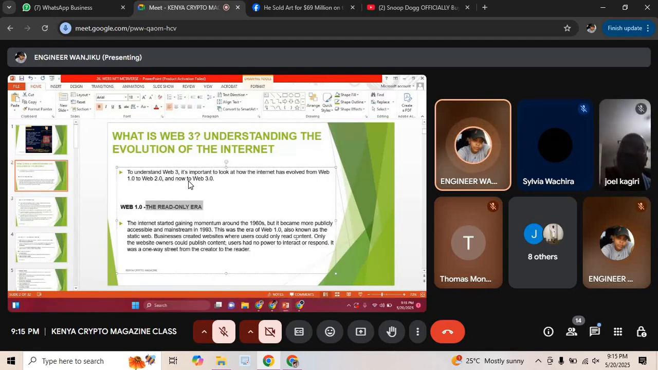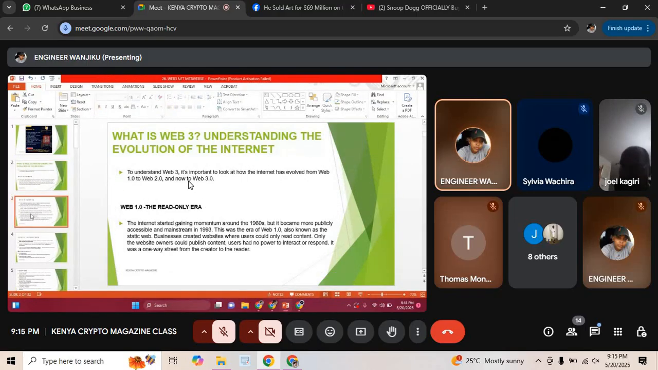So during the Web 1 era, now we're calling it the read-only era, us as consumers, the only thing we could do was read the content. We could only interact with the content by reading. The only people who could publish or write into these websites were the business creators or the owners of these websites. And that's why we call it the read-only era.